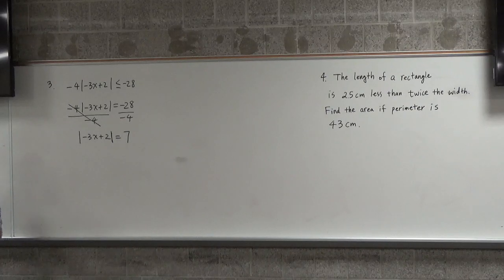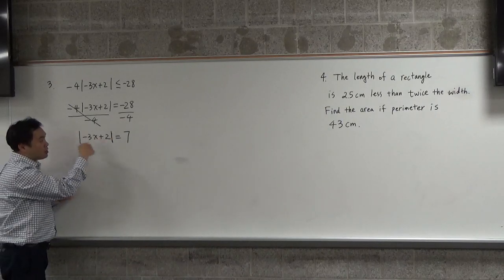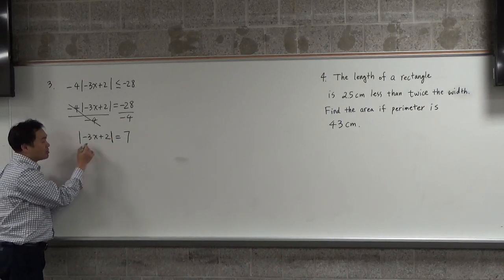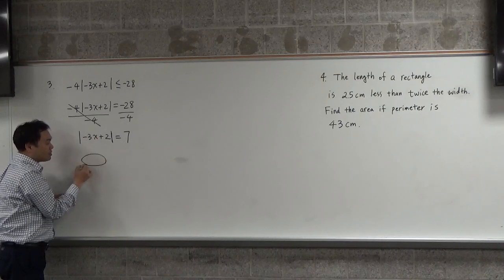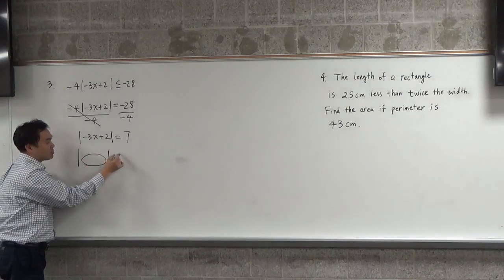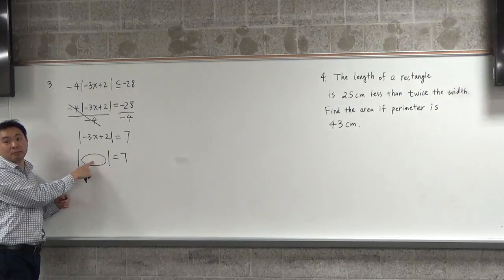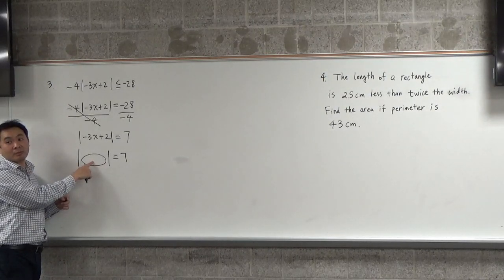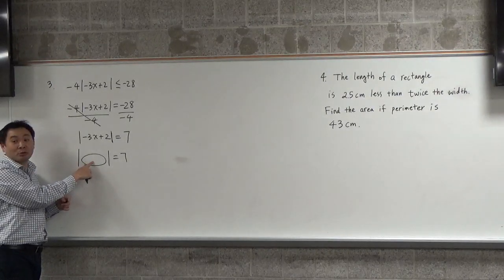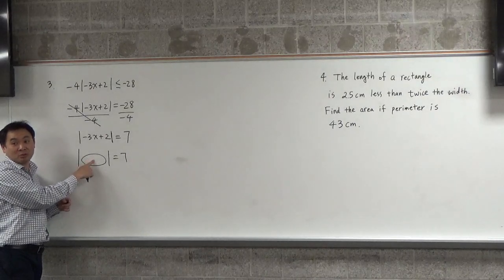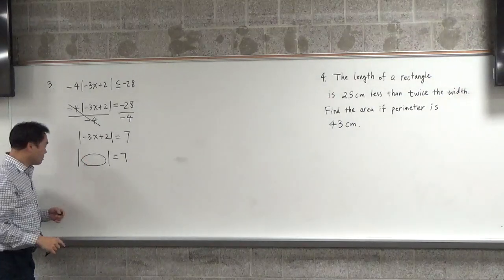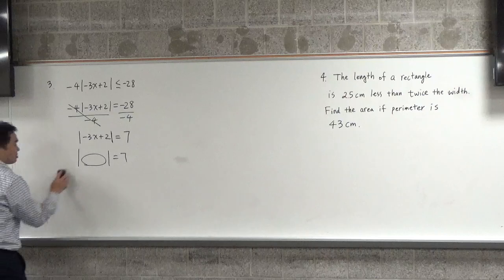Okay. Now when you look at this equation, think of it this way. This is something whose absolute value is 7. What could this something be? Positive or negative, right? Positive or -7. This could be either 7 or -7, right? So, in general, this is true.